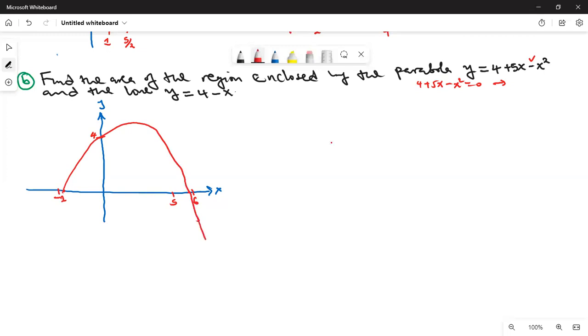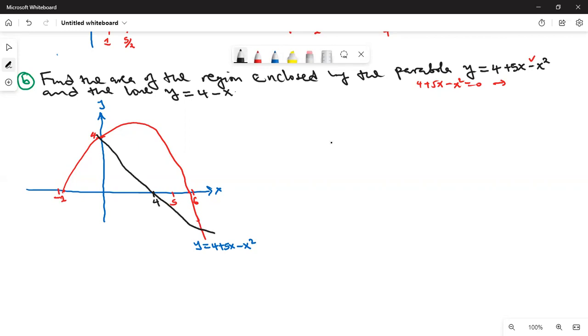This is the one for y is equals to 4 plus 5x minus x squared, concave down. Another one is the line y is equals to 4 minus x. So the x-intercept for that line is 4, and the y-intercept is also 4. So 4 is somewhere here. So 4 and 4.